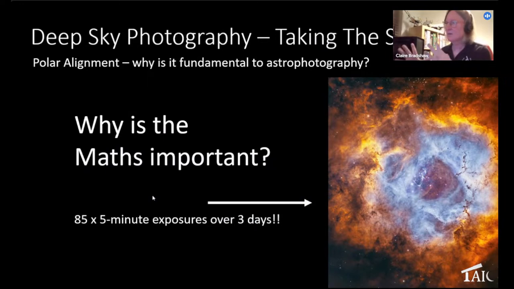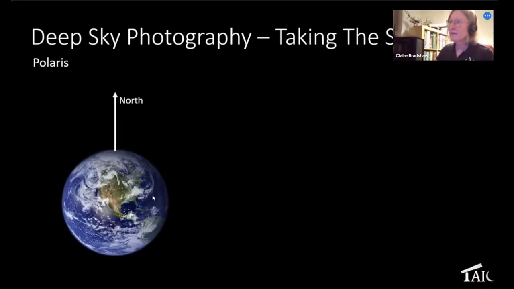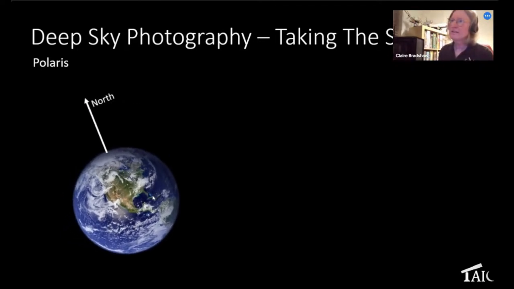So the Rosette Nebula that I showed before is 85 5-minute exposures taken over 3 days. And in order to get this perfectly aligned shot, you first of all have to be polar aligned on every single setup. So how do we go through that polar alignment? Well, as I asked the others and Skorkis, which way is north, which way is up? And so up is always like that. Well, yeah, no. North celestial pole is actually tipped at that angle.